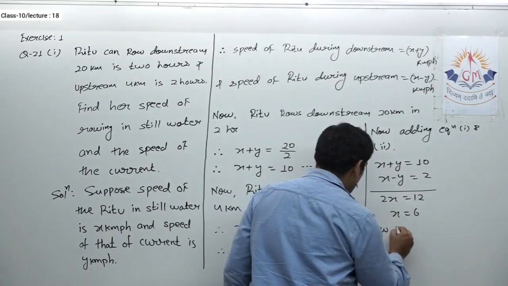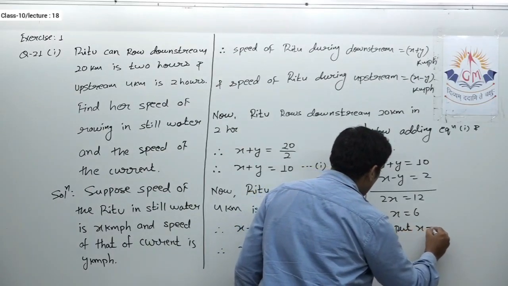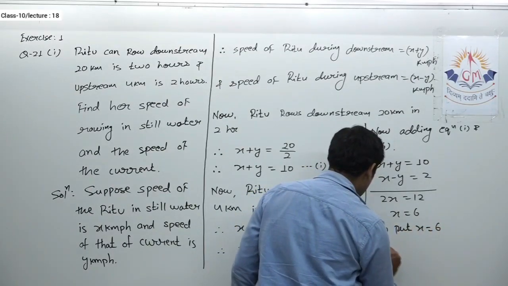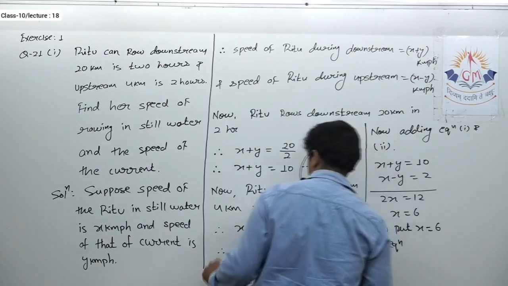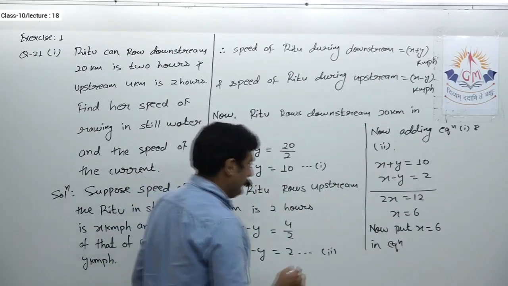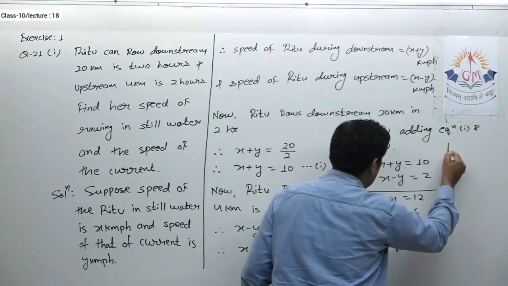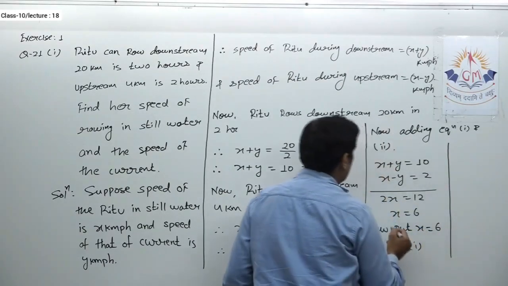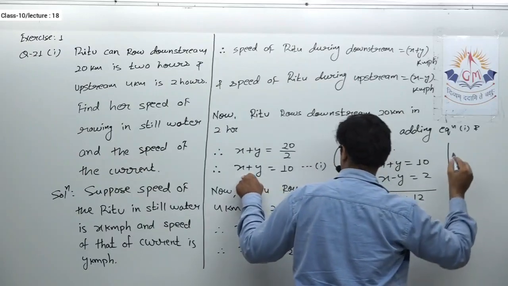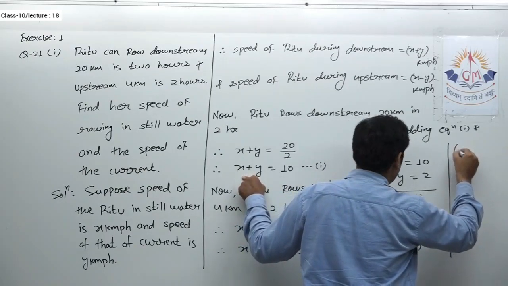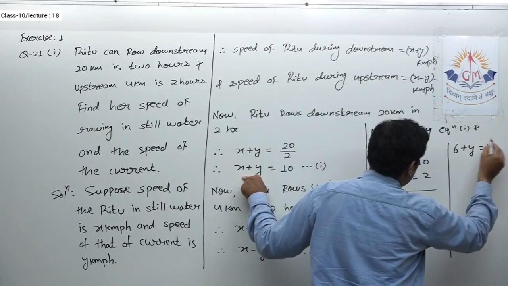Now put x equal to 6 in equation 1. So what we will get when I put this over here: 6 plus y is equal to 10.